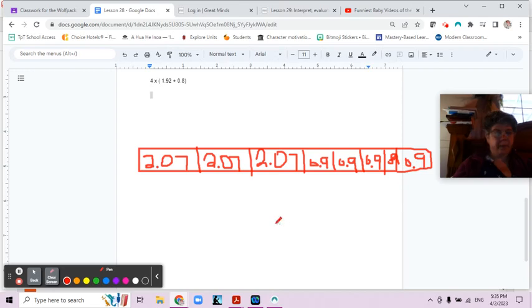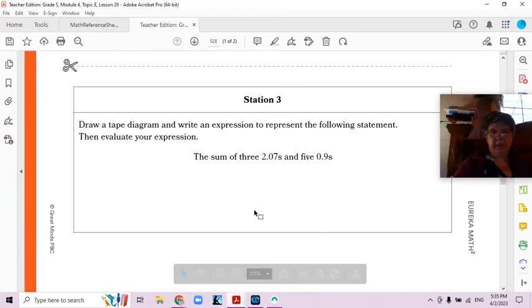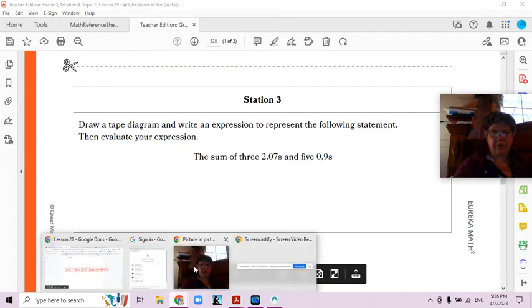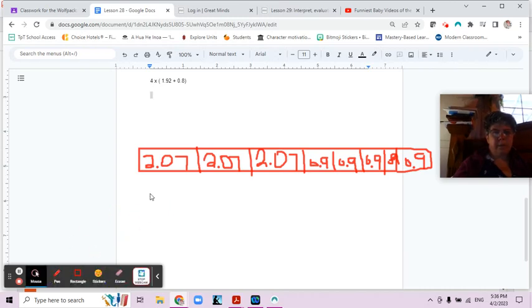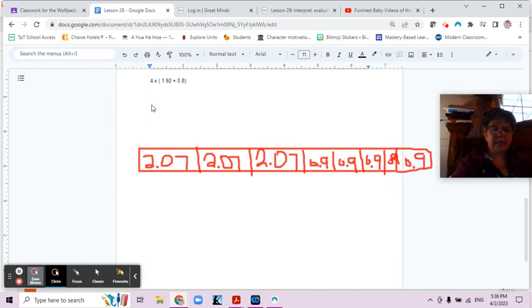Okay, so there's our tape diagram, and we already have the statement. So now we're going to write the expression. Okay, so sorry, just trying to get back to where I can type. There we go. Okay, so this looks like 3 times 2 7/100. And I think I want to put that in parentheses, right? Because I'm just multiplying the 2 7/100. And then I'm adding that on to 5 times 9/10. Oops, 9/10. There we go.